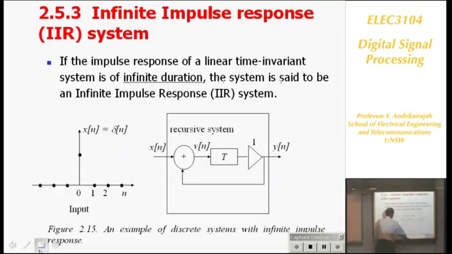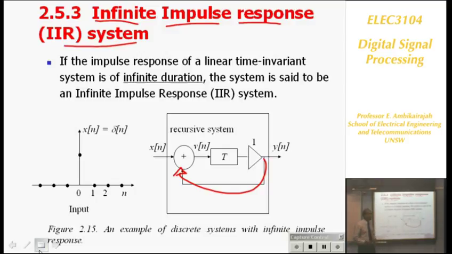Infinite impulse response system. What is an infinite impulse response system? For an infinite impulse response system, there will be a feedback. So feed forward is all finite impulse response. Feedback is all infinite impulse response. Let's give an impulse, 1. What happened to the system? You will find the output will never go to 0. It will always decay towards 0, but never be 0. It will be 0 at infinity.